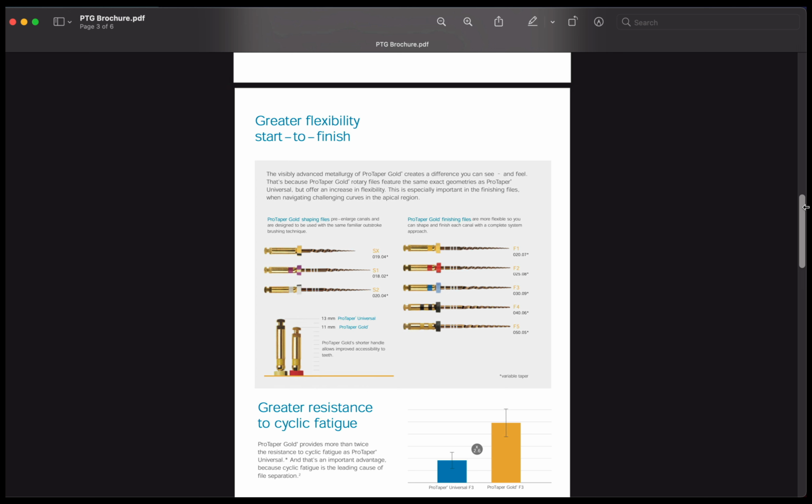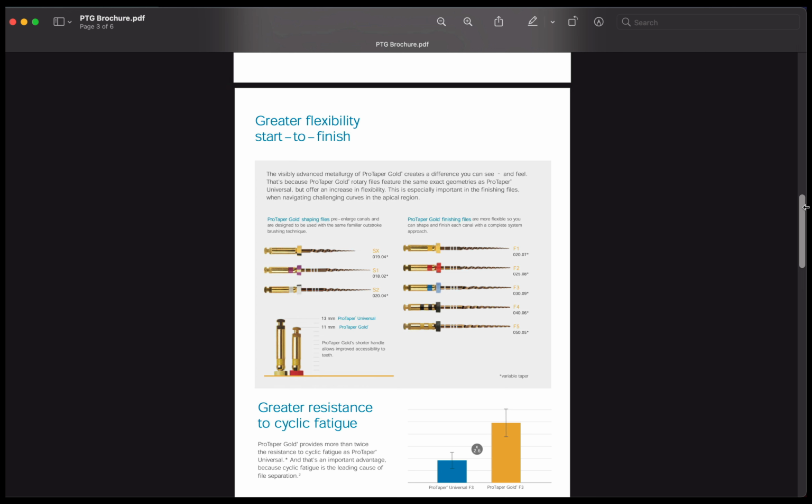So your F1 has a 20 tip with a 7% taper. Your F2 has a 25 tip with an 8% taper, and then your F3 is a 30 tip with a 9% taper. You don't typically go higher than an F3 for ProTaper Gold.